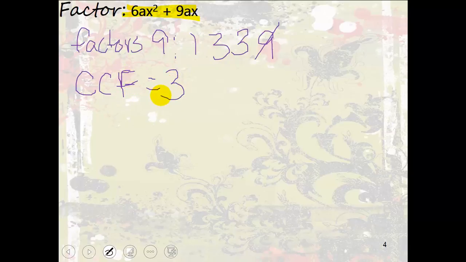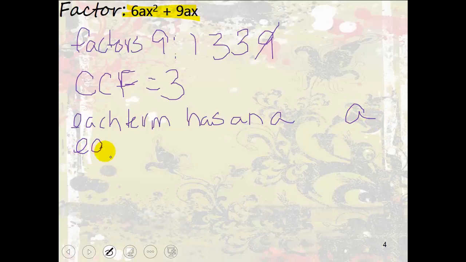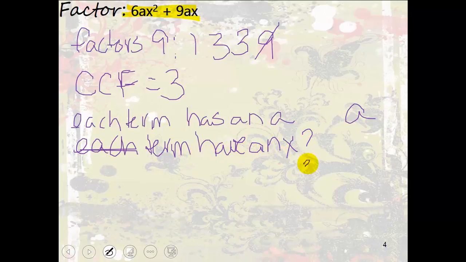Now look at our letters. Does each term contain an a? Each term has an a. So a has to be part. Does each term have an x? Yep. And what's its lowest appearing exponent? 1. So my GCF has to be 3ax.